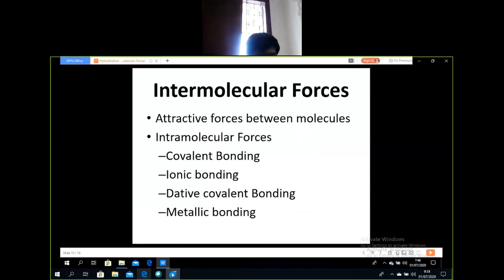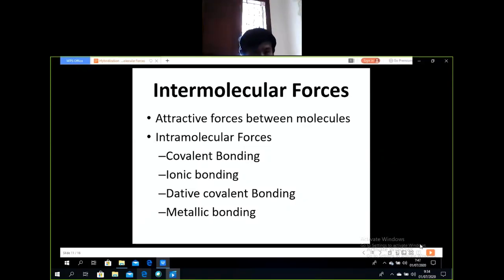Now about intermolecular forces. Intermolecular forces are attractive forces between molecules. There are two terms, intermolecular forces and intramolecular forces. Intramolecular forces are between the atoms. Intermolecular forces are between molecules. Intramolecular forces, we learned there are four: covalent, ionic, dative covalent, and metallic bonding.